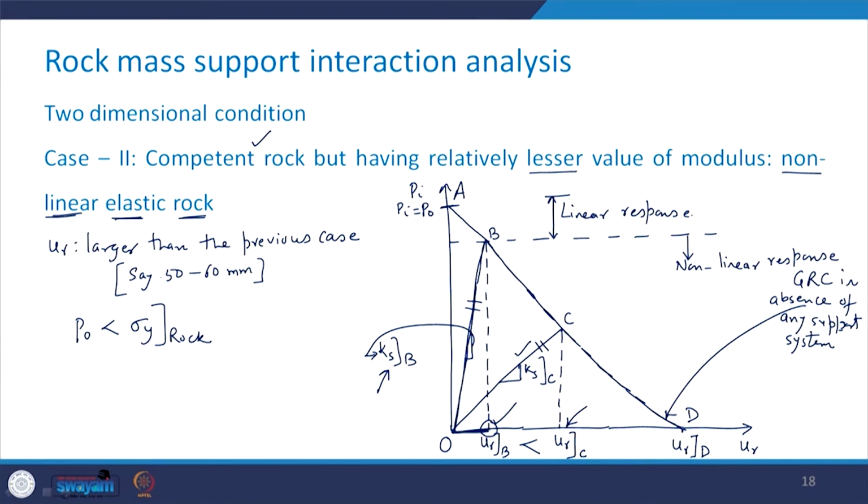And if you want to allow this high value of radial deformation, then you don't need a support system, even though it is the rock having relatively lesser value of the modulus. So this is how one can determine the stiffness of the support system. This is what is called the support reaction curve.